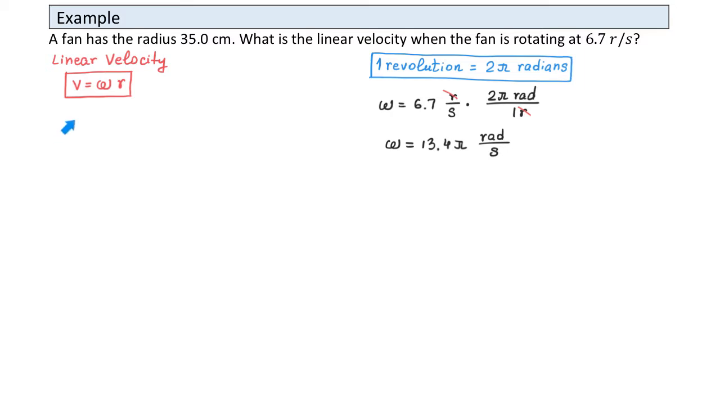Now, to find the linear velocity, we will replace omega with 13.4 pi and r with 35. Then v equals 13.4 pi multiplied by 35. We will use a calculator and we will get that the linear velocity is approximately 1473.4 centimeters per second.